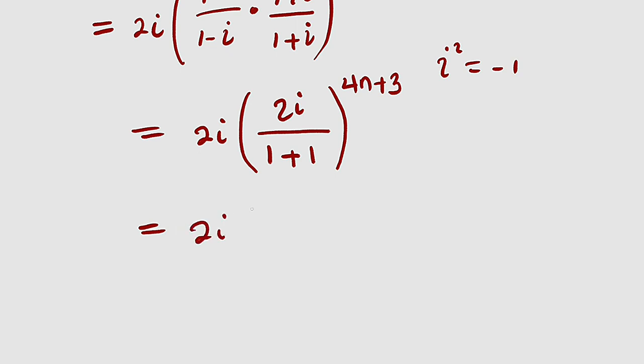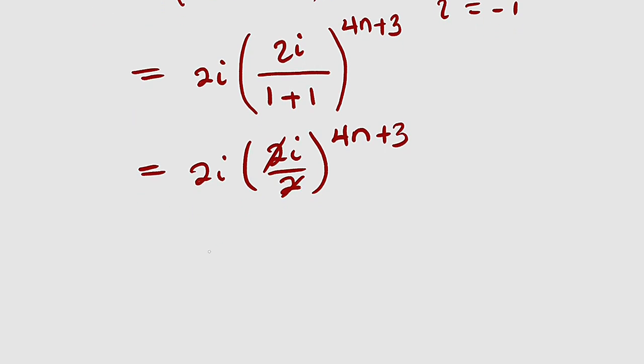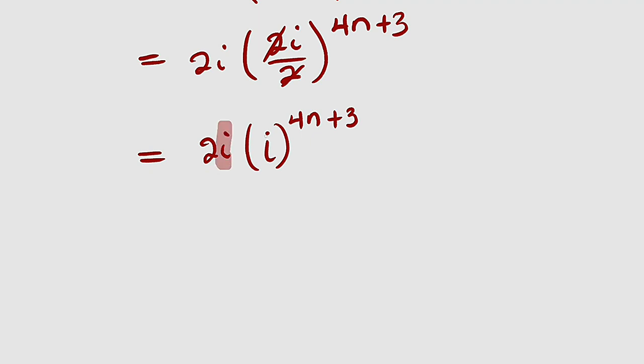So this is equal to 2i multiplied by (2i divided by 2) to the power of 4n + 3. 2 will cancel 2, leaving only i. So we have 2i multiplied by i^(4n+3). From here you can see we have common bases, i, so we can take one base and add their exponents. You know, this i is to the power of 1, right? So from one of the laws of indices, 2 remains as a factor. We have i to the power of 4n + 4, because 1 + 3 gives us 4.